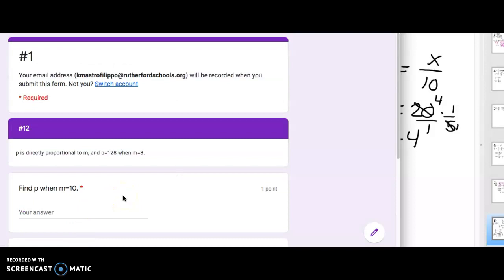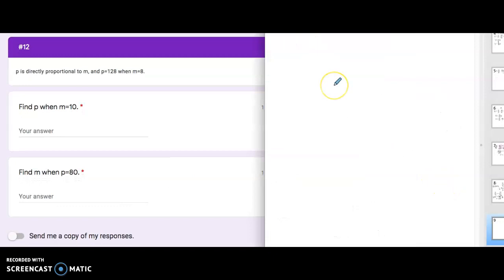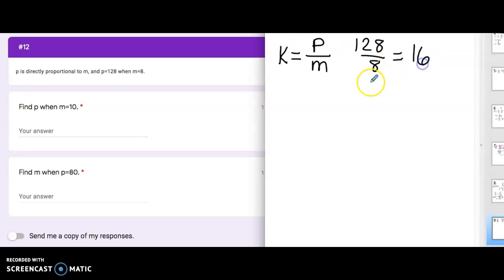All right, I believe this is the last question. So P is directly proportional to M. P equals 128 when M is 8. So we have to find the constant first here to find P when M is 10. So we don't have Y and X here. We have P and M. So remember, whichever variable comes first goes on top. So we have P over M. So 128 over 8. Simplify that is 16. So the constant is 16.